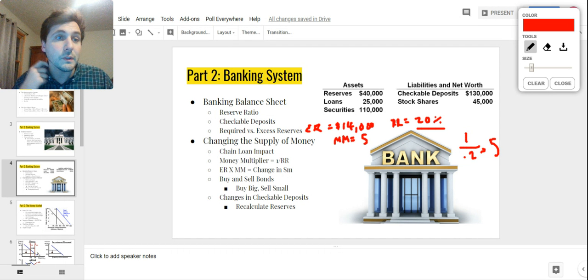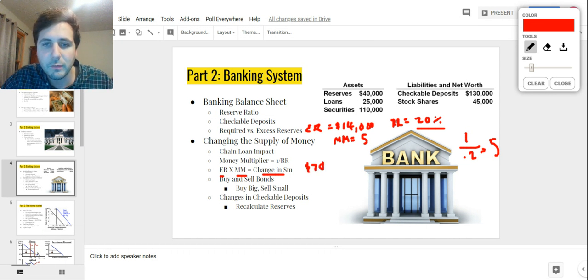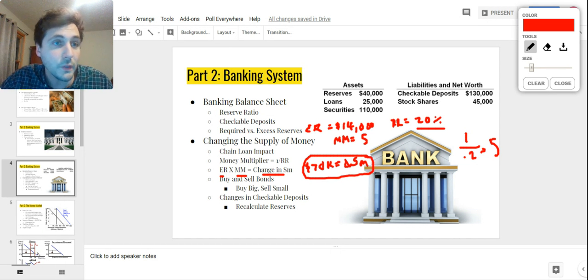So 14,000 times 5, my excess reserves times my money multiplier, will be the total change in the supply of money that can happen as a result. So I take my 14 grand, multiply it by 5, and so $70,000, 70K, is my change in the supply of money, right? That's the impact right there that can happen from just the excess reserves from this particular bank.